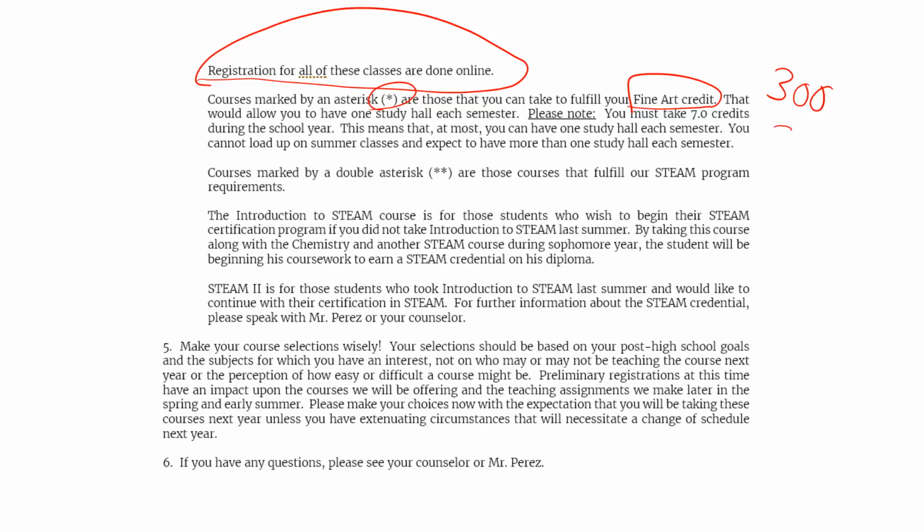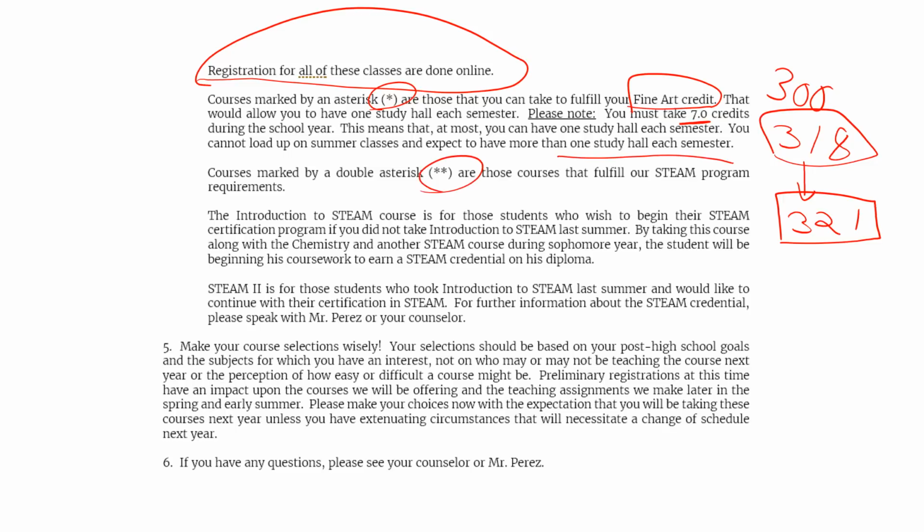If you are in a Phoenix class right now and you have 318 on there, you can take 321, I'm sorry, in place of the 318 if you so wish to do so. If that's the case, come and talk to me and we can make that happen. Remember that you need to have 7 credits during the course of the academic year, so you can't take 2 fine art classes with the expectation of having 3 study halls next year. The most that you can have would be 1 study hall each semester.